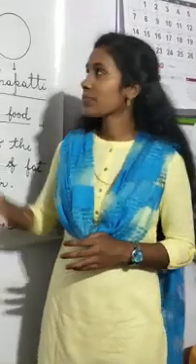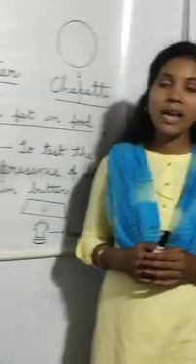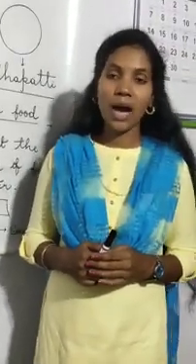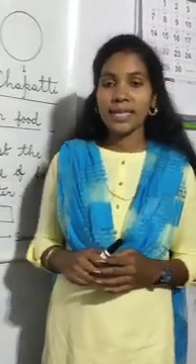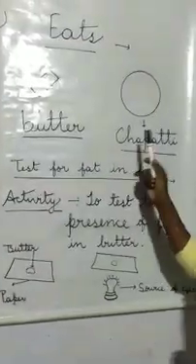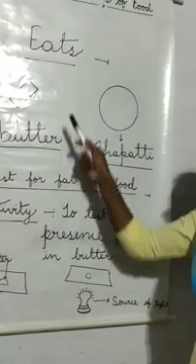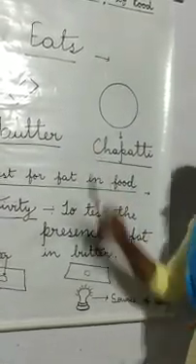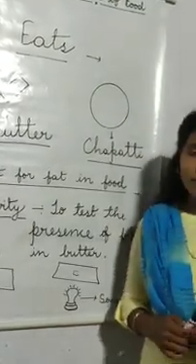The next component of food that we will see is fats. Like carbohydrates, fats also provide energy to our body. In fact, fats provide more energy than carbohydrates. For example, a small piece of butter provides more energy than a big chapati. Here, butter is the example of fat and chapati is the example of carbohydrates.